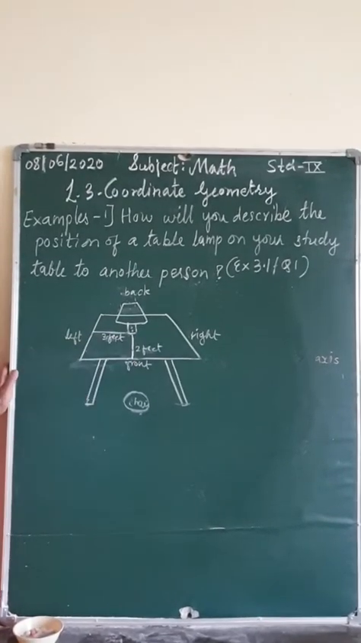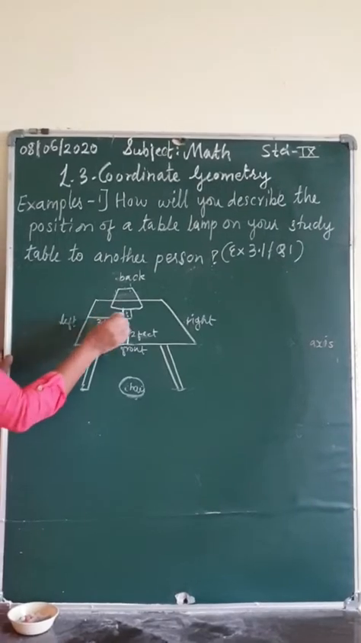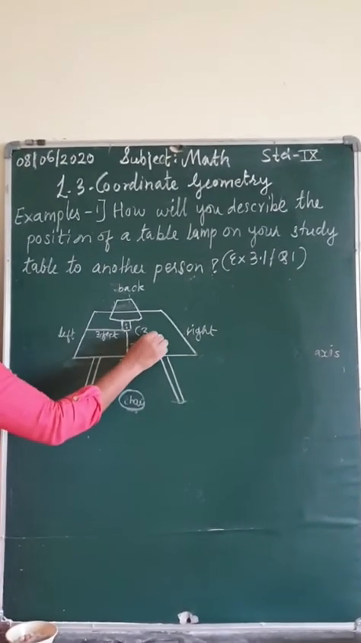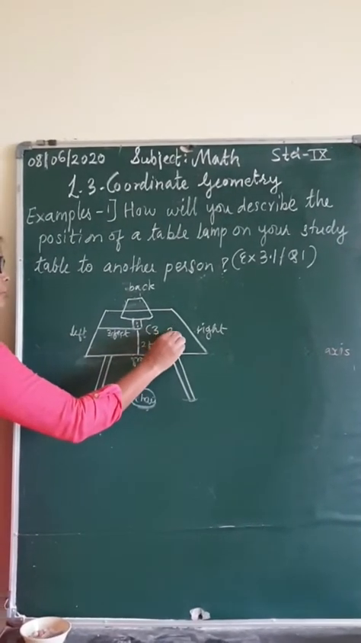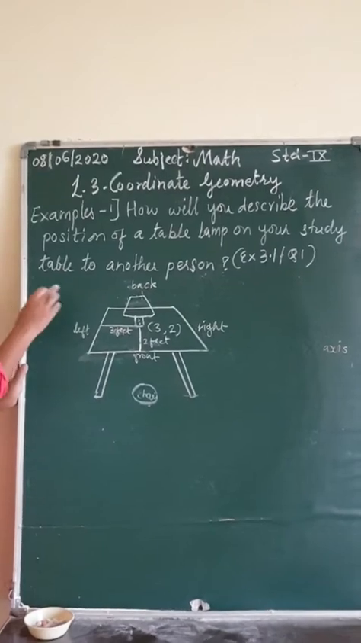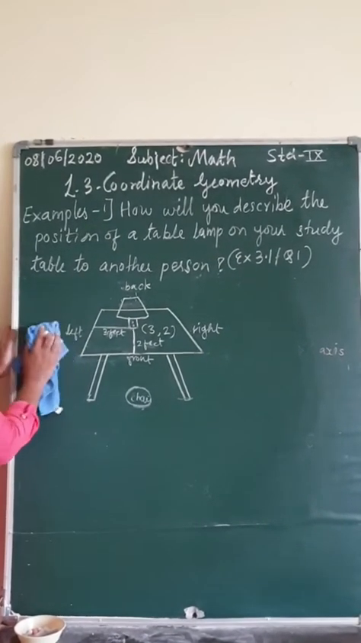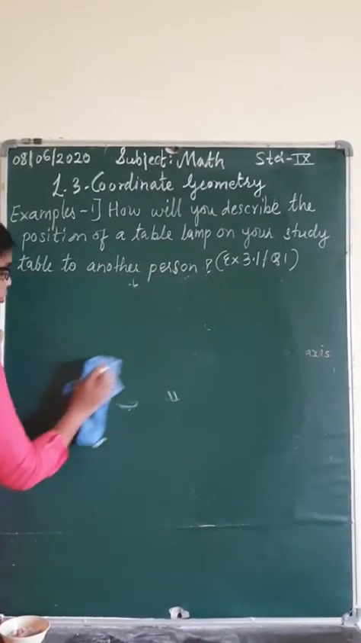And how to write the coordinates of this? Horizontally, how far from the left edge? That is 3 feet. Comma, vertically, how far from the front edge? That is 2 feet. So this is how you have to write. Now we are moving to the next example of exercise 3.1, question number 2.